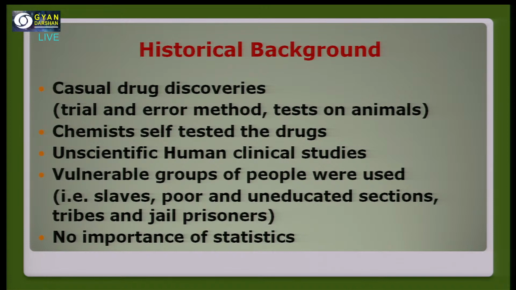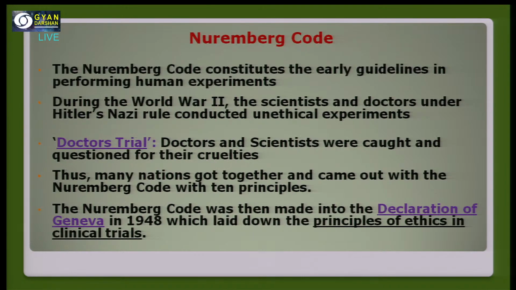Now we know that today any research, or any drug which is to be brought out, has to be backed up by some statistical proof. It has to be backed up by statistically significant data. But earlier it was not there. So now let us see what is the Nuremberg Code. This is also very interesting. Now, the Nuremberg Code actually constitutes one of the earliest guidelines which were laid down for performing experiments on human beings.